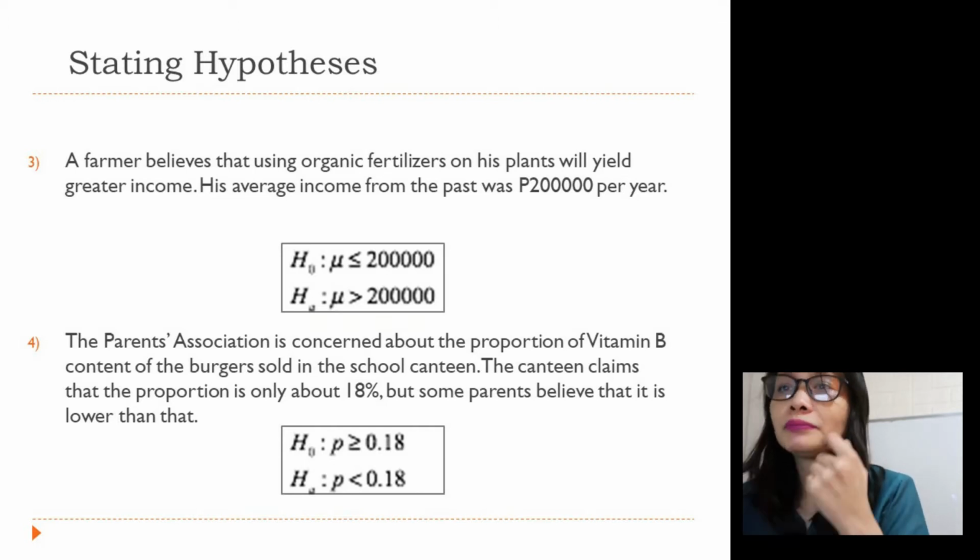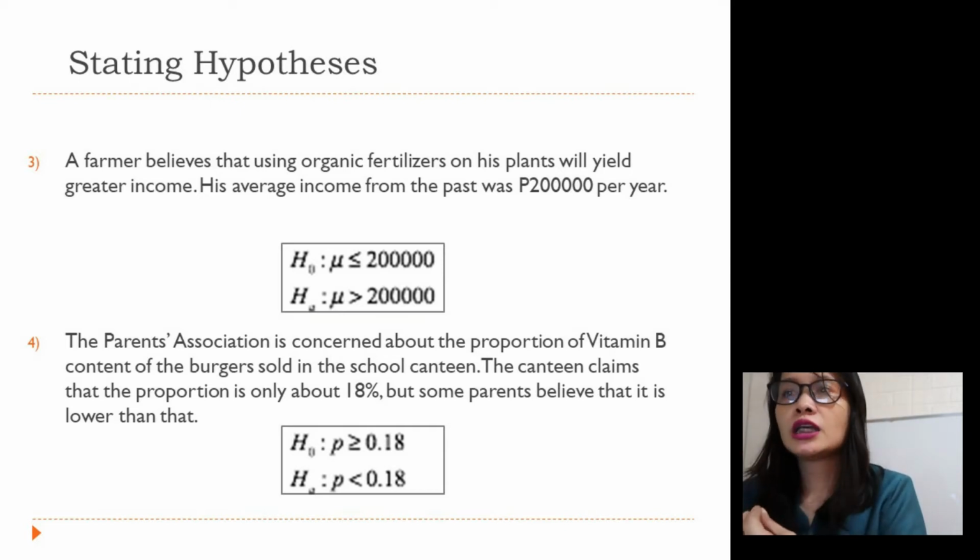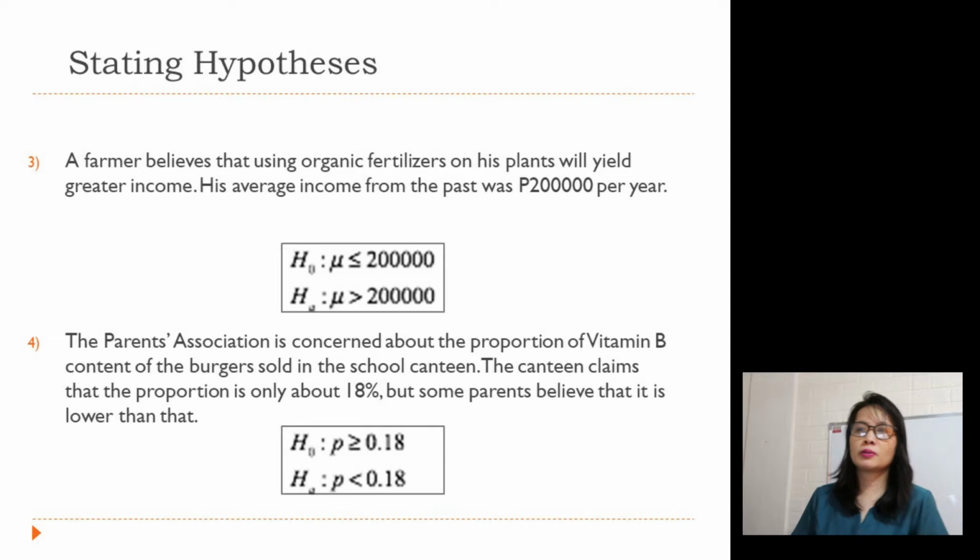Then your HA, okay, a farmer believes that using organic fertilizer, the researcher will predict what will happen. The farmer predicts, okay, using organic fertilizer, his plants will yield in greater income. So mu is greater than 200,000. So that is your HA. Next, number 4. What about number 4?